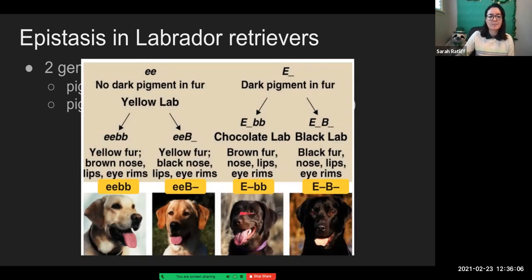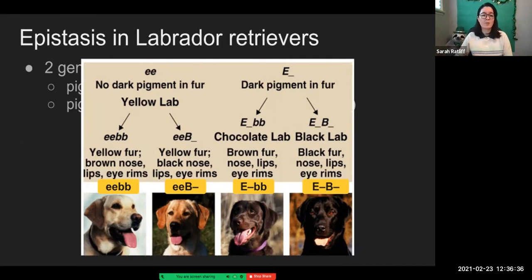Let's look at some puppies. All right, so first up we got a no pigment, little e. All right, so we're not going to have any pigment in our fur. This will give us yellow labs. Now, let's look at the B factor. For our labs, when we have a recessive little b, that means less pigment. We get our yellow fur because we have little e. And our little b means we have brown nose, lips, and eye rims.